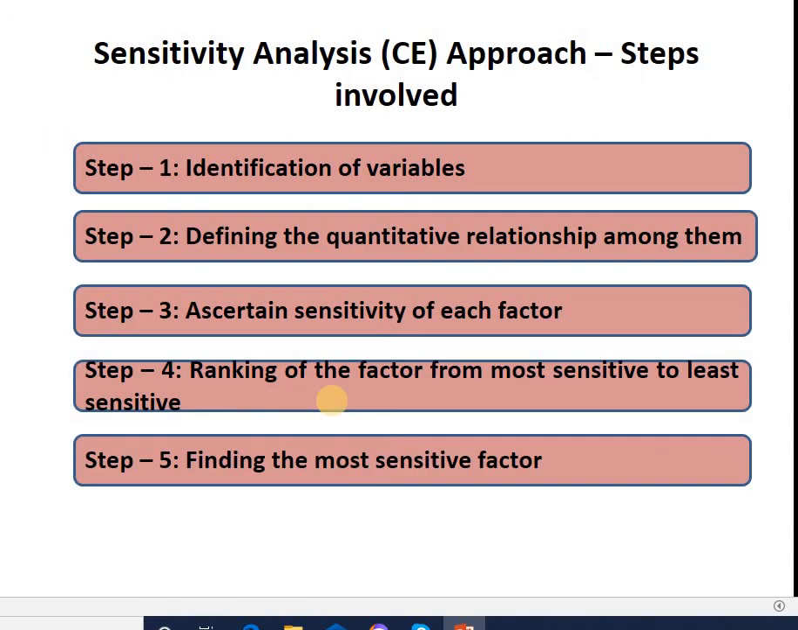The steps involved in the sensitivity analysis approach begin with identification of variables. First and foremost, identify the variables which affect the NPV. We need to make a list of all those variables, and then define the quantitative relationship among them, that is, the relationship between a variable and the NPV. Then ascertain sensitivity, which means we need to ascertain what changes might occur in that variable.